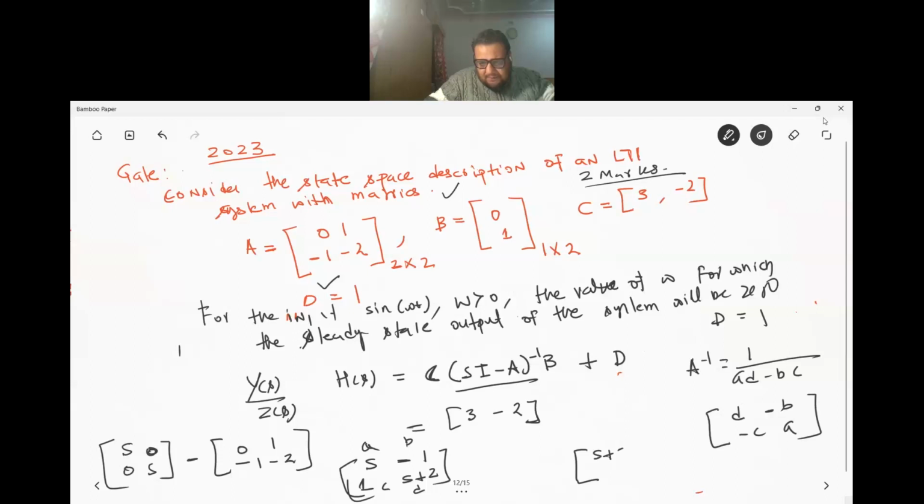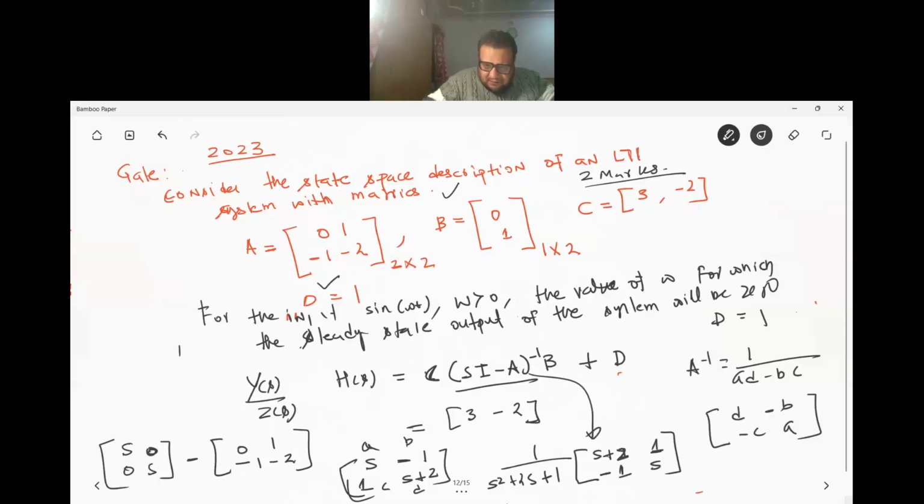So this would be S plus 2 over here, and S over here, and minus 1 becomes 1, and this becomes minus 1, right? And the determinant is AD minus BC. So it is S square plus 2S, and minus of minus 1 will become plus 1. It becomes plus 1, right? We got this step, we got the inverse part.